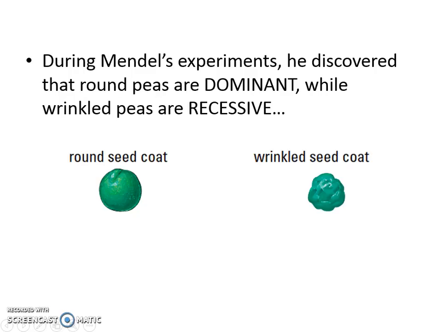So during Mendel's experiments, he discovered that round peas are dominant while wrinkled peas are recessive. So if the plant contained an allele for a round seed coat, then that plant would produce round seeds. However, if it didn't contain an allele for the round seed coat, then it would produce wrinkled seeds.